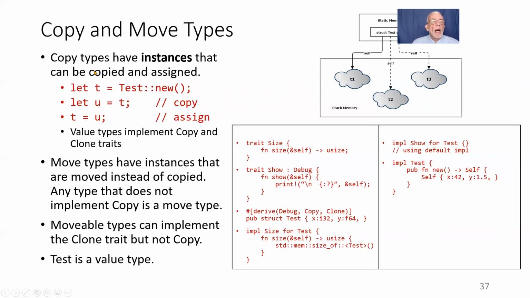So now I say let t = Test::new, let u = t. I'm making a copy. And if I turned around and said t = u, I'm assigning, I might have changed u, for example, after I made the copy.